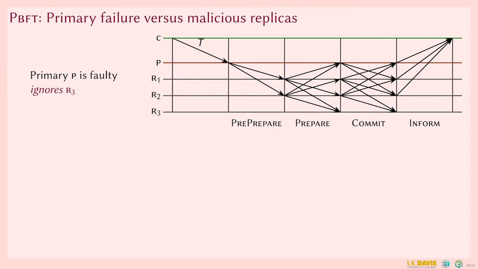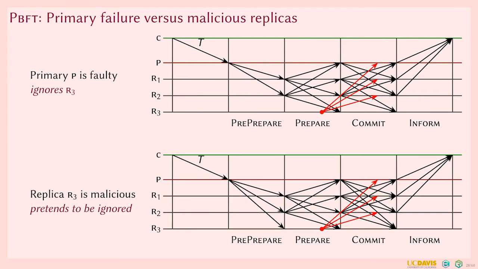Well, at some point it decides, nothing happened, I think the primary is faulty, so it will send a message saying that the primary is faulty to all other replicas. Of course, this is one case that can happen. The other case that can happen is that the primary is good, but that the third replica is faulty, and it just pretends to be ignored. So in this case, the third replica does get a pre-prepare message, but still at some point it will say, well, I think the primary is faulty.